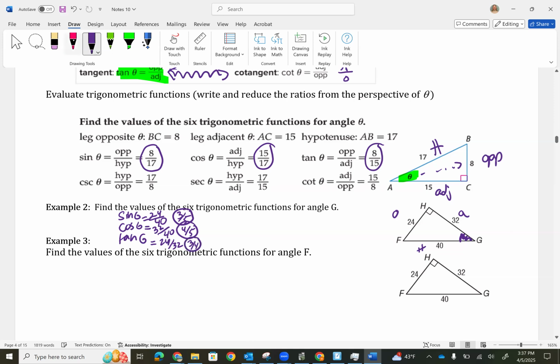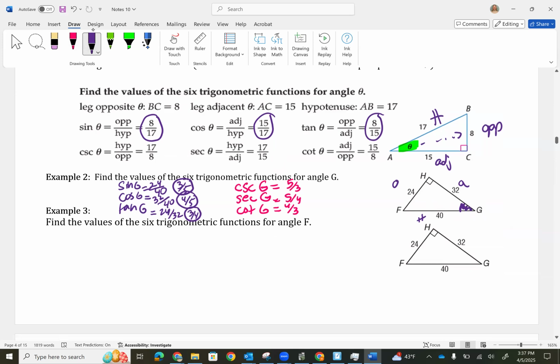Okay, so then what are the reciprocals? Sine's reciprocal is not secant, it's cosecant. So we label it CSC, cosecant of theta. And we could actually call it specifically G. It's not just theta, it's G. Equals 5/3. Secant is a reciprocal of cosine, and that would be 5/4. And then cotangent of G would be just 4/3. Always reduce and rationalize your answers.